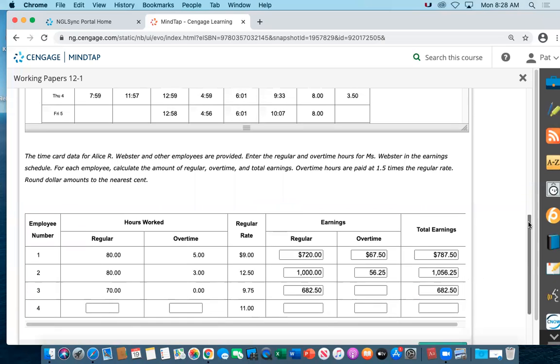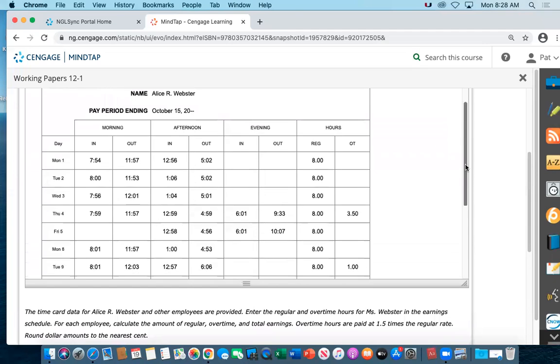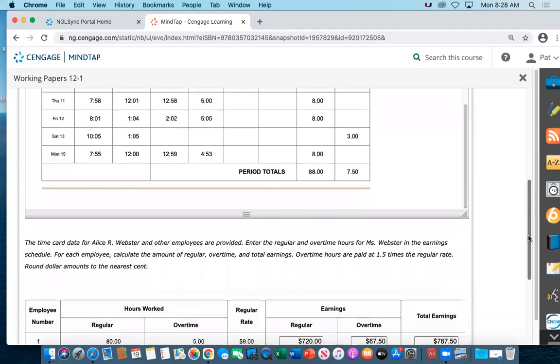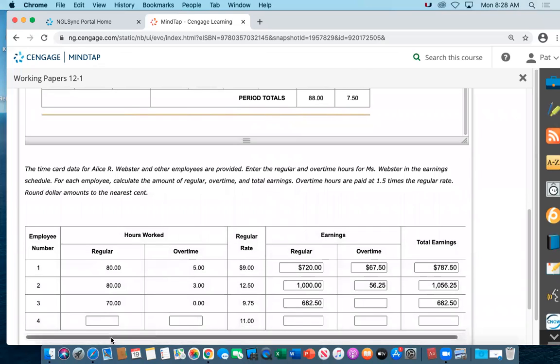All right, so now employee number 4, Alice, information is up here. We just figured it out. They're just reminding you. You have 88 regular hours. We have 7.5 hours of overtime, because that was the amount of work we found that she did on her time card last time. They just gave it to us right here, right? So let's multiply 88 times 11, and you get $968.